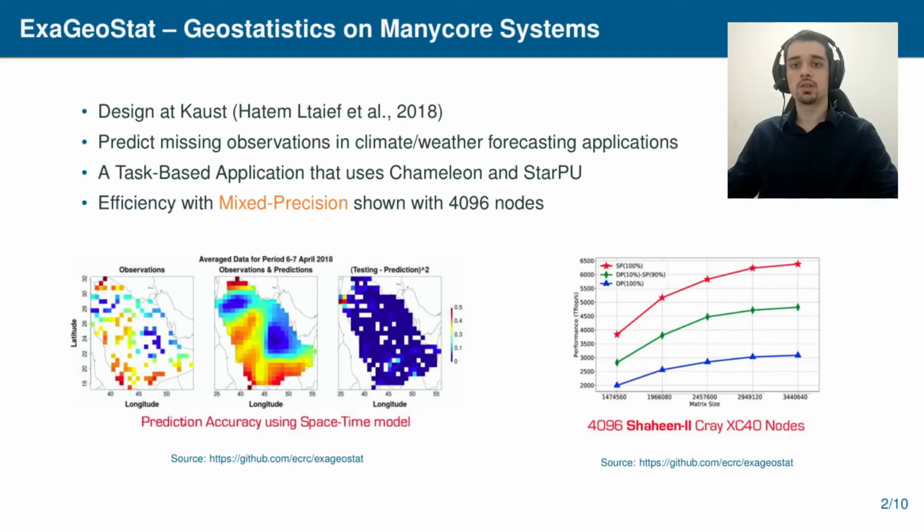The application that I will consider is GeoStat. It was designed by ExaGeoStat, and its goal is to predict missing observations in geostatistics data, like in climate applications. It is a task-based application that uses Chameleon and StarPU, which allows both to easily and efficiently exploit CPUs and GPUs and to design a mixed precision code. GeoStat has been shown to be efficient with 4,000 CPU-only nodes, where they studied the performance using mixed precision.